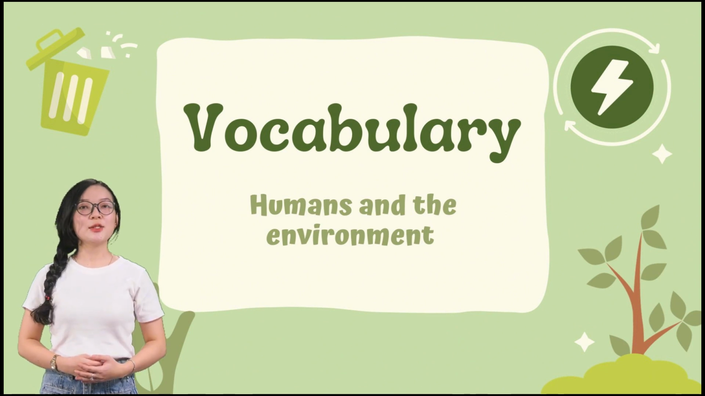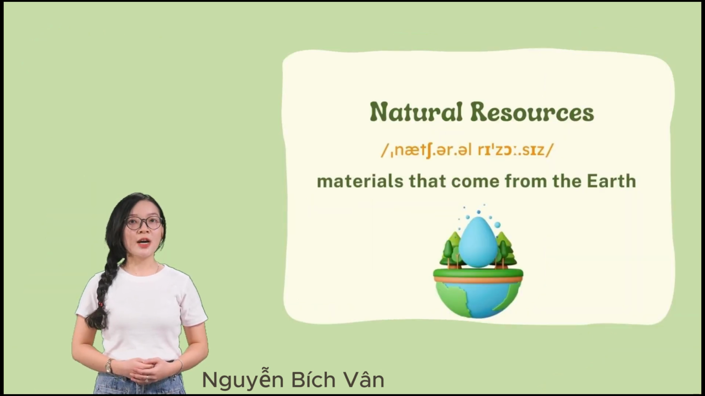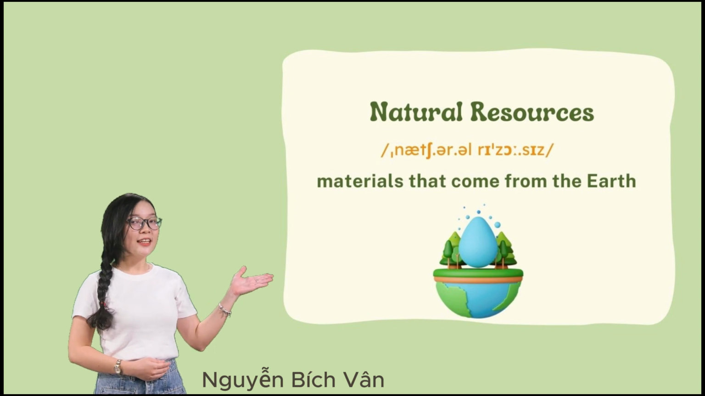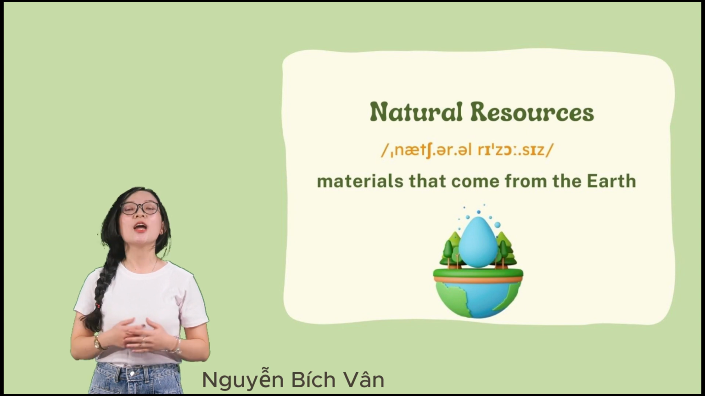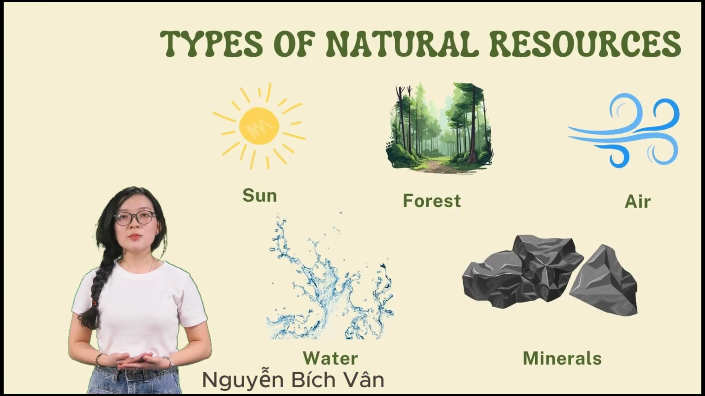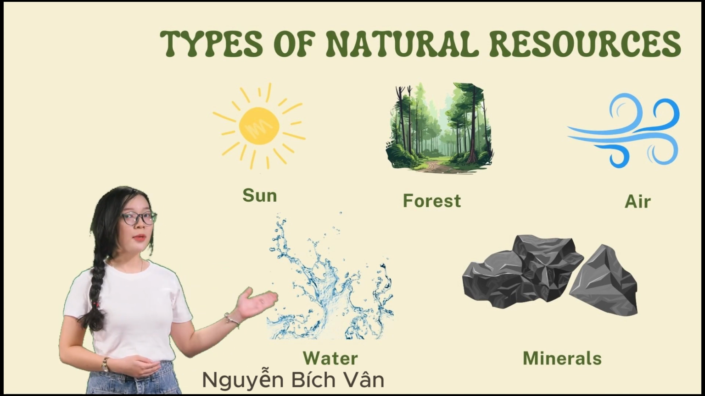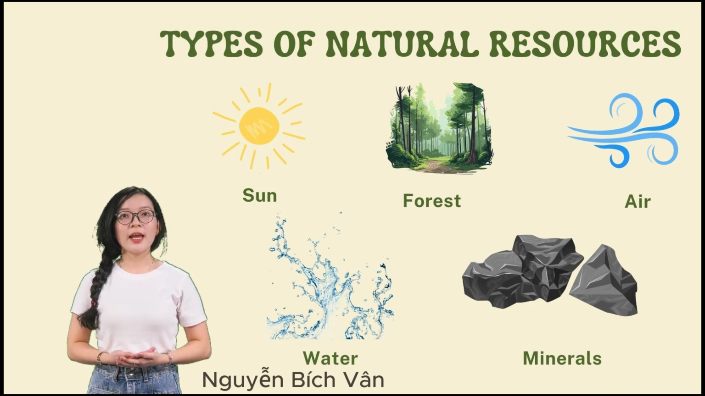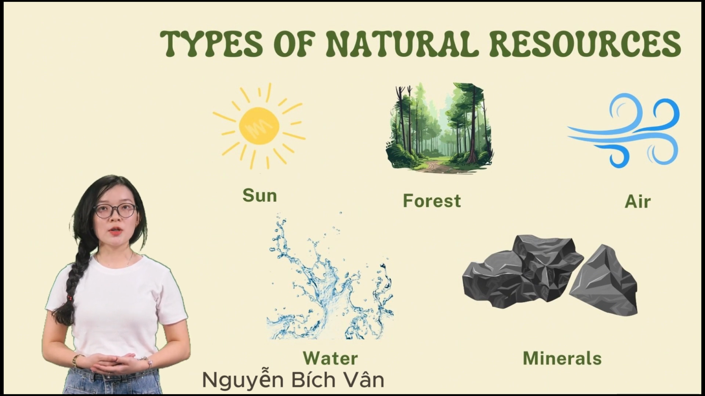Hi class, so today we're going to learn some vocabulary related to the topic human and environment. So let's define our first terms. Natural resources. Could you repeat that? Natural resources. Great. Natural resources are materials that come from the earth. These materials could be sun, forest, air, water, minerals. They are found in nature and can be used by people. But you know, humans exploit natural resources, turn them into energy to serve our life.